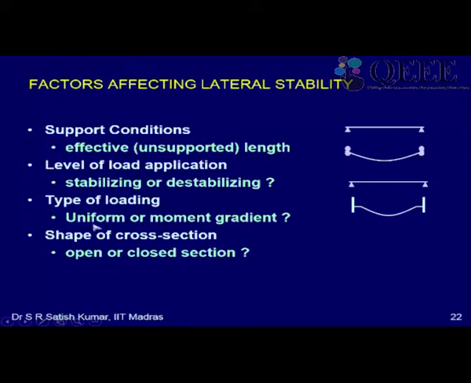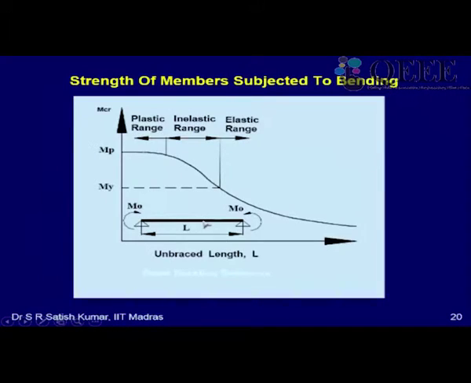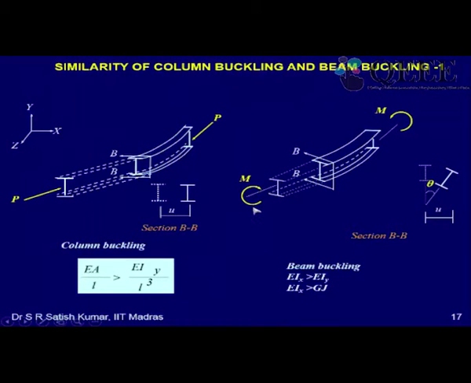Then the type of loading, uniform or moment gradient. The standard case that we looked at was this, that is, I have applied uniform moment at both ends, which means my bending moment is uniform from one end to the other. But in real beams, like let's say if you have a UDL, I'll have M max in the middle and 0 at the ends.